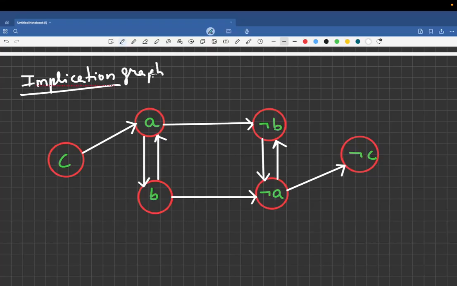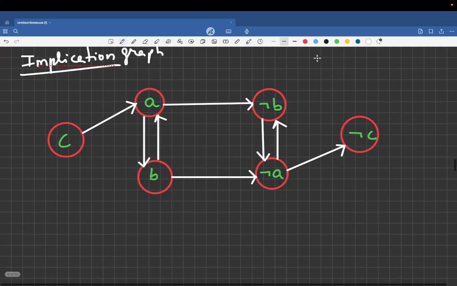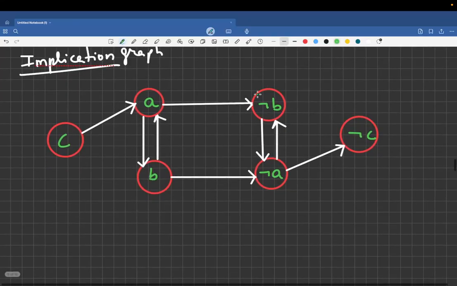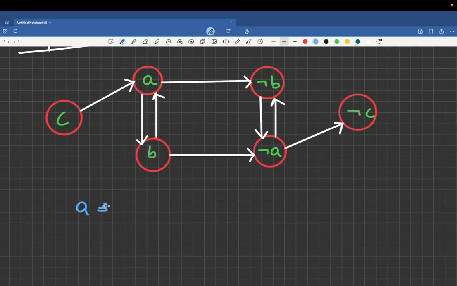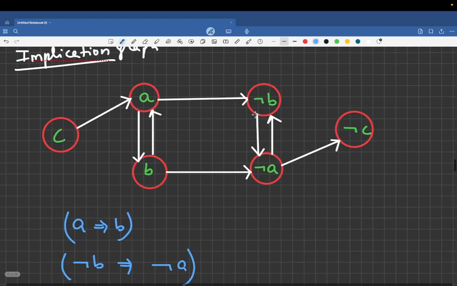Okay. Now looking at this implication graph, one thing is very much clear. How we can verify whether this graph is correct or not? You know that if A implies B, then by contrapositive, we can also say that not B should imply not A, right? You can verify this from graph. If we have an edge from A to B, we also have an edge from not B to not A. If we have an edge from C to A, we have an edge from not A to not C. So yeah, this graph is actually correct.